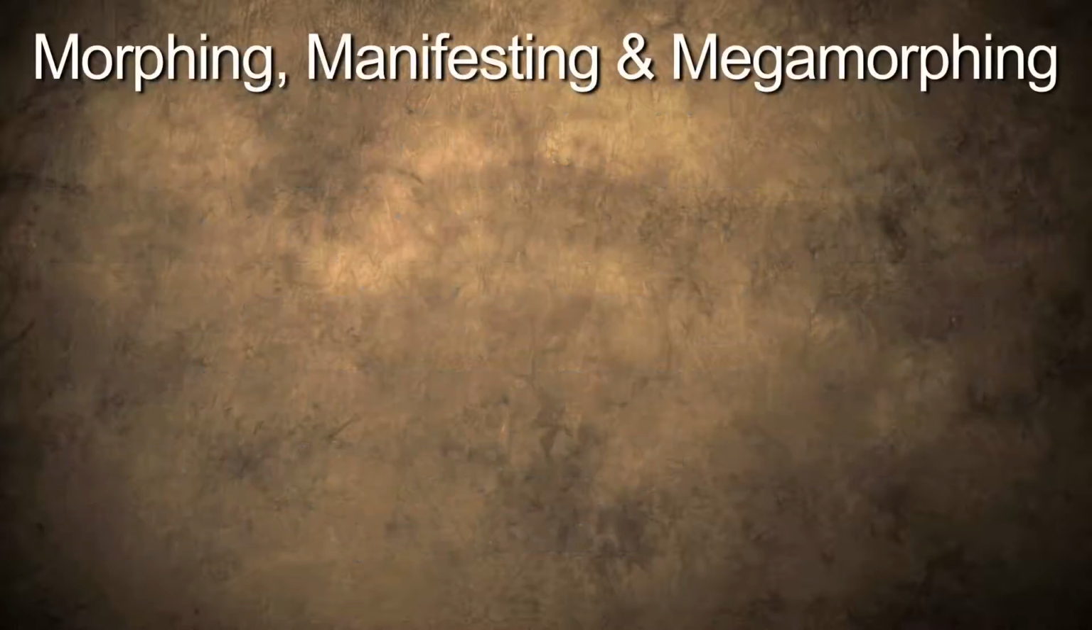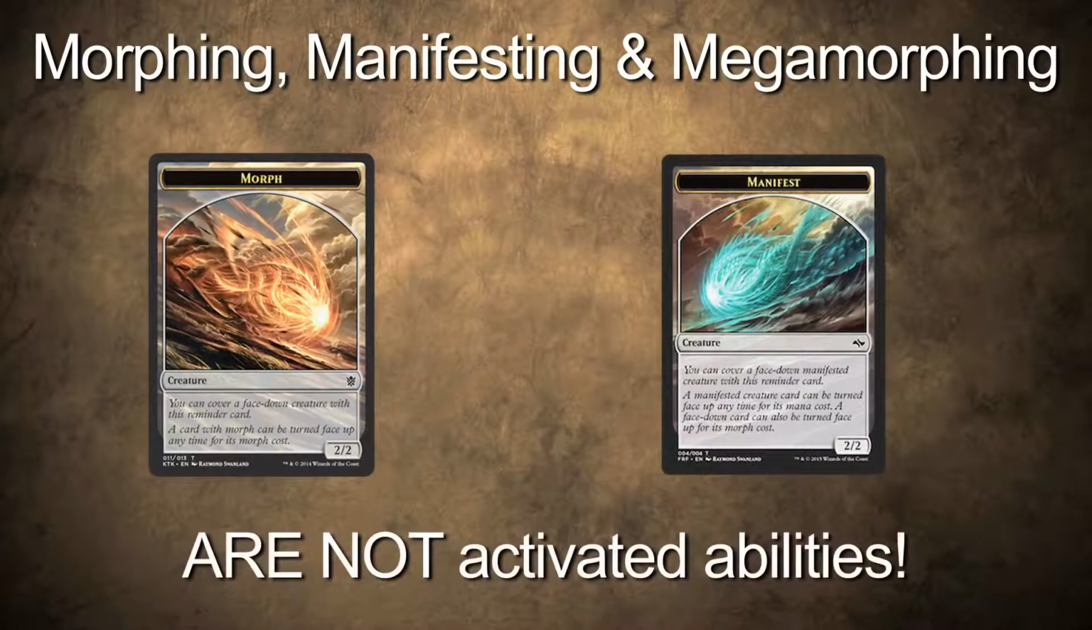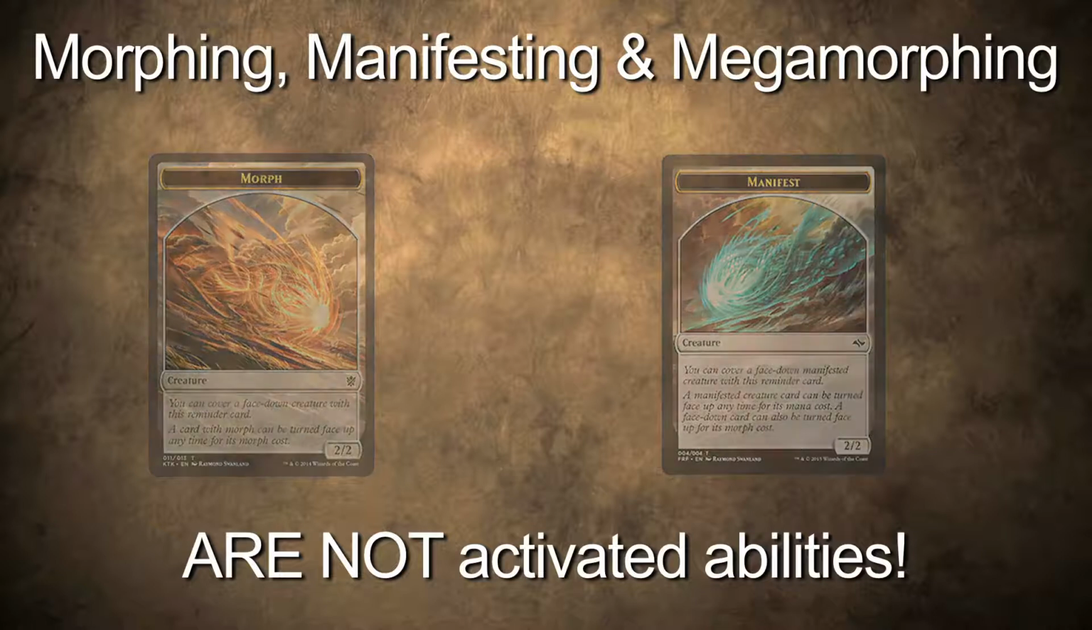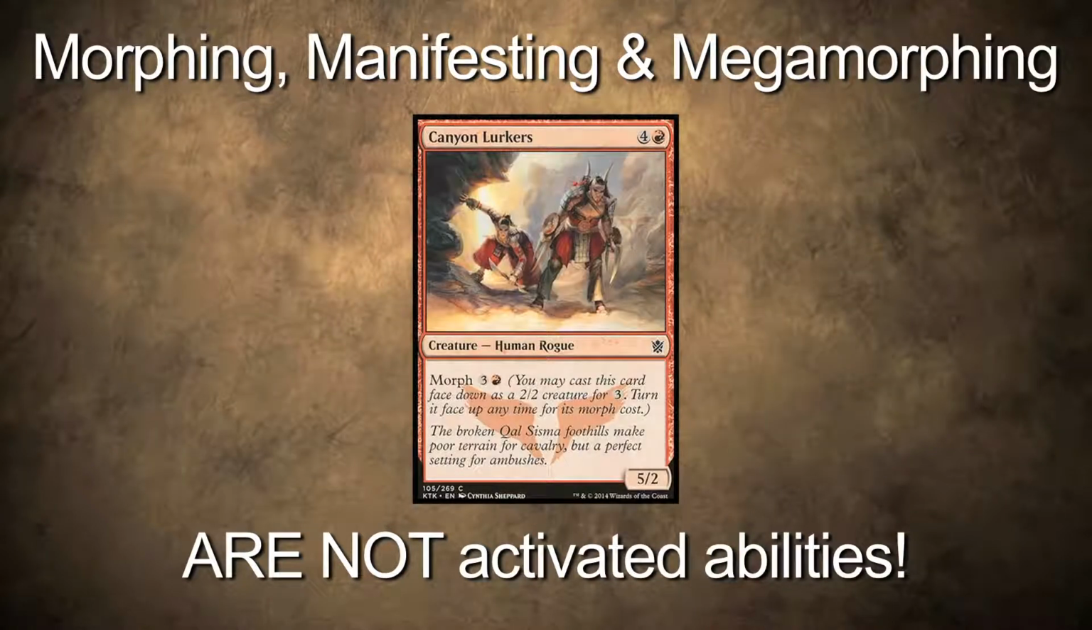Morphing, manifesting, or megamorphing a creature face-up might seem like an activated ability, but in reality, there's special actions that a player can take that doesn't use the stack. They do have an associated cost, but there is no activated ability per se, just an action taken and a cost paid to fulfill that action. The lack of a colon is a great indicator of non-activated abilities.